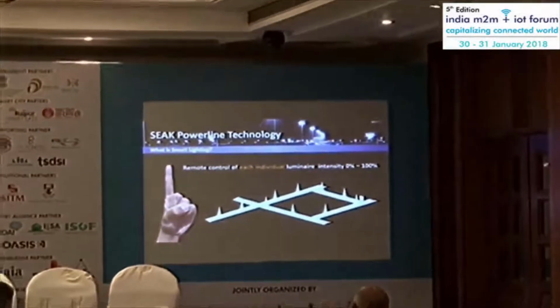And we can save a lot of that. So let's discuss a little bit about what smart lighting actually is, because the opinions vary. First of all, smart lighting means that we have a remote control of each individual lamp. We can set intensity of each individual luminaire, and this is where the savings come from.